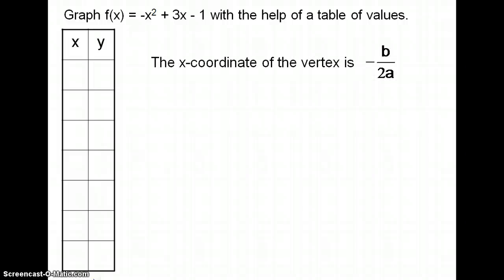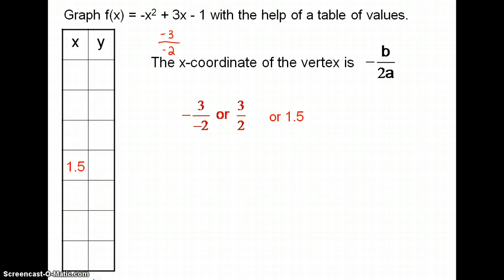So to get the x part of the vertex, we got to do the opposite of b over 2a. So the opposite of b would be negative 3 over 2a. A is negative 1, so that would be negative 2. So we have 3 over 2. Now you can change that to a decimal if you want to, 1.5.